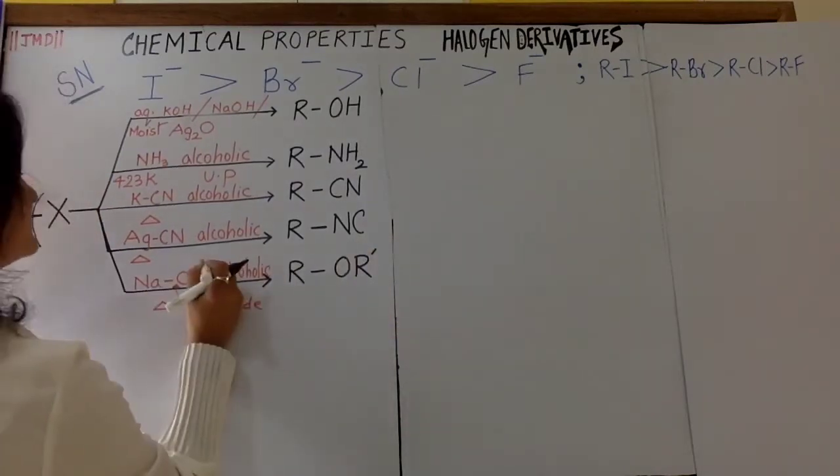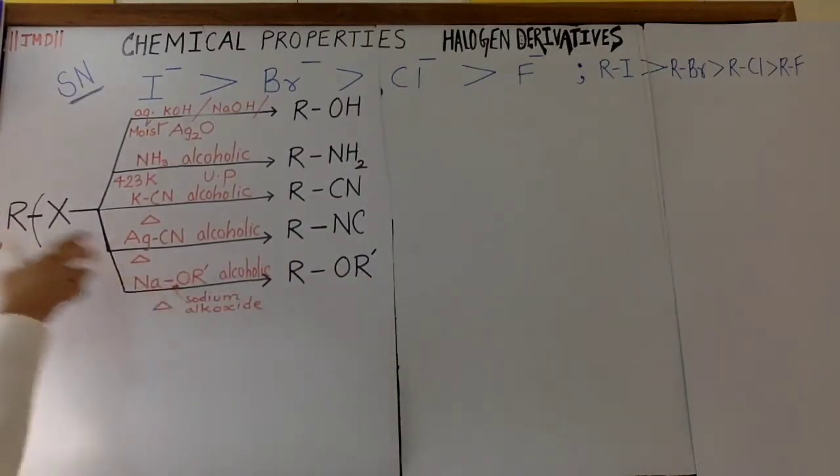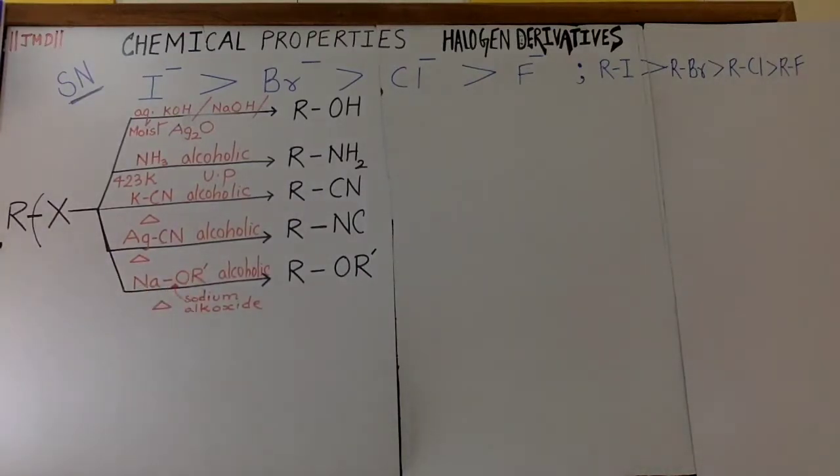R and R dash can be same or different. This R, if this R is methyl, this R can be methyl. This is methyl, this can also be ethyl. So the R and R dash can be either same or they can also be different.